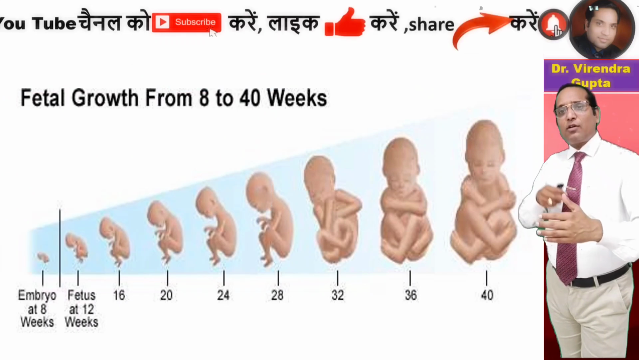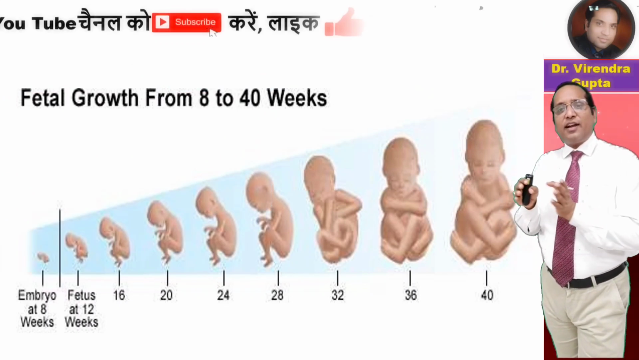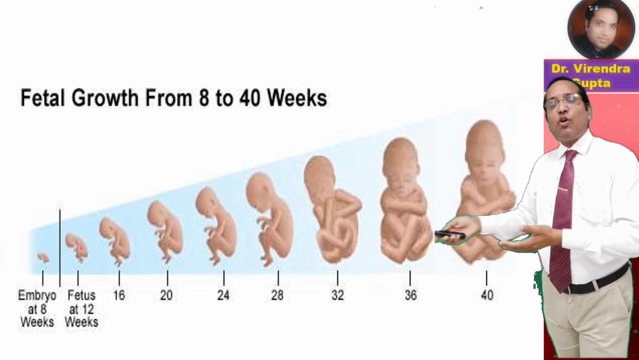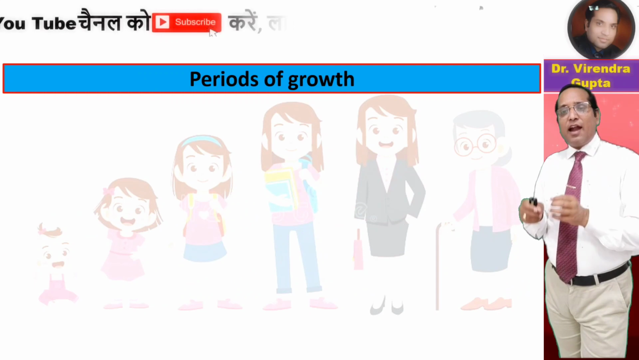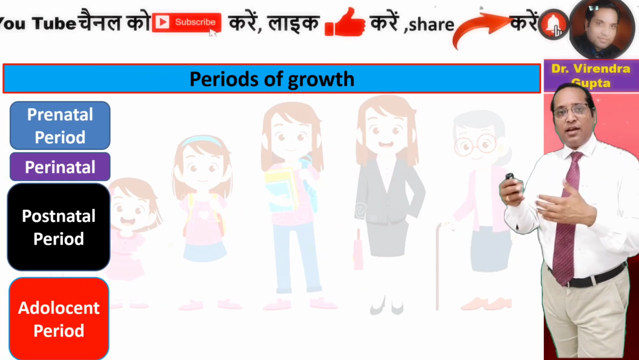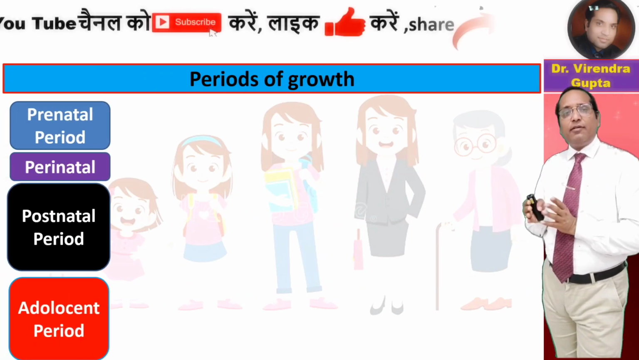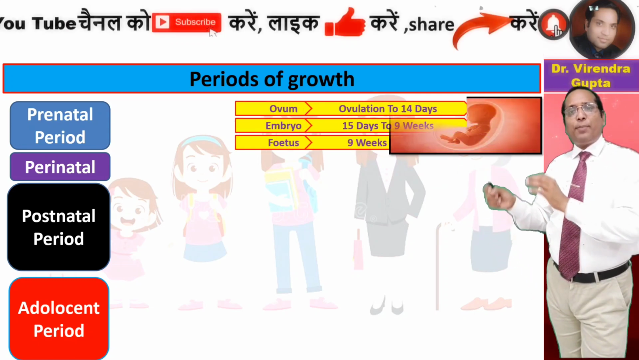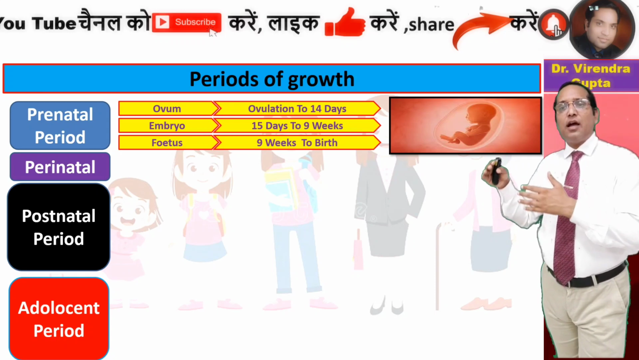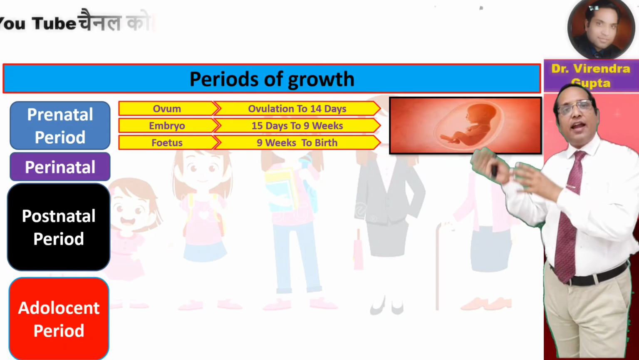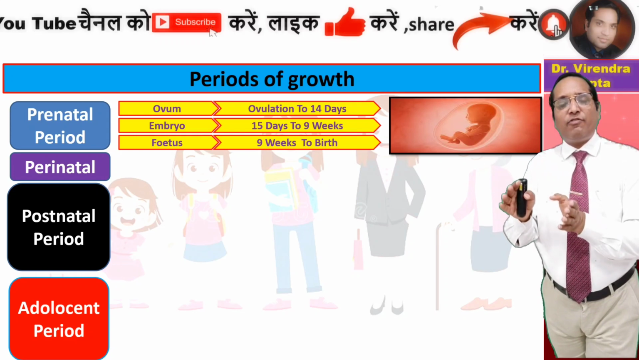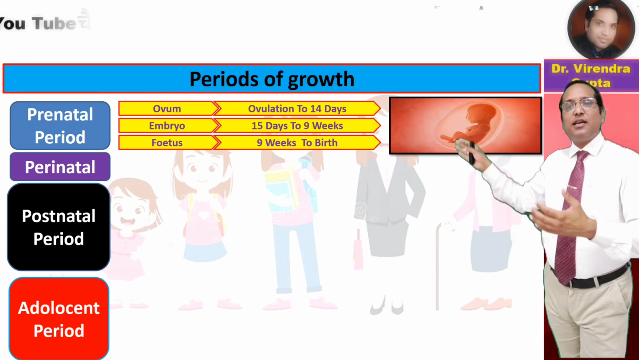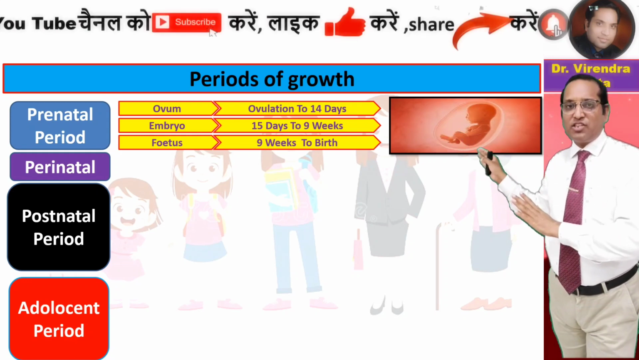So guys, fetal growth starts at the embryo, which is 8 weeks of intrauterine life, to the birth or 14 weeks of life, while the periods of growth are assessed as the prenatal period, perinatal period, postnatal period, and adolescent period. In the prenatal period, from ovulation to 14 days is the ovum, the embryo is from 15 days to the 9th week of intrauterine age, and the fetus is from 9 weeks to the birth of the child.